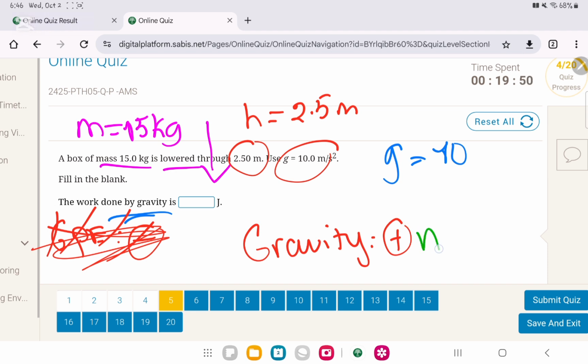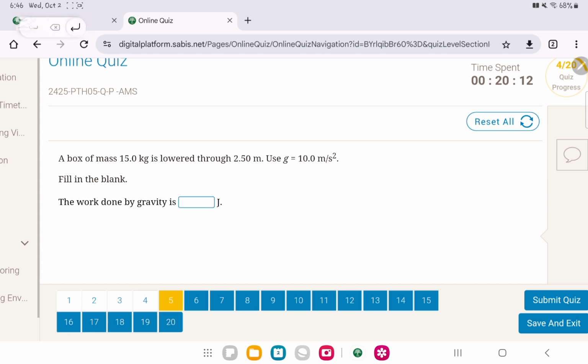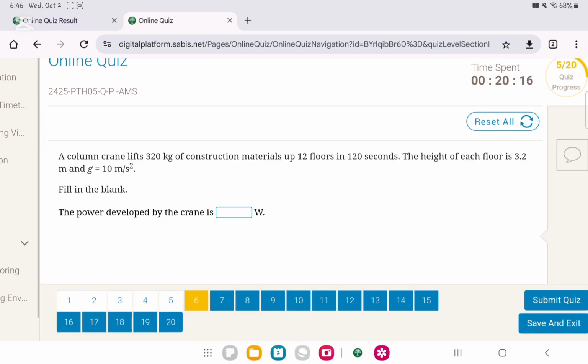What's the rule for gravity? It is M G H. Very simply substitute. So it's gonna be plus M, which is 15, times G, which is 10, times H, which is 2.5. And on our calculator, 15 times 10 times 2.5, it is gonna be 375 joules. So the work done by gravity in this case is 375 joules.